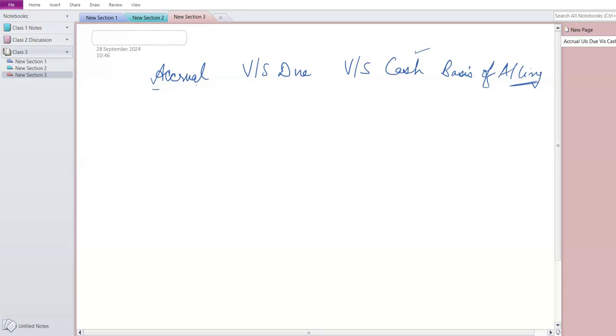See guys, in the accrual basis of accounting, the best example is, let's assume your company A has borrowed 1 lakh Indian rupees in the form of corporate bonds. And let's assume the rate of interest is 10% per annum, paid on an annual basis. So what happens, guys?